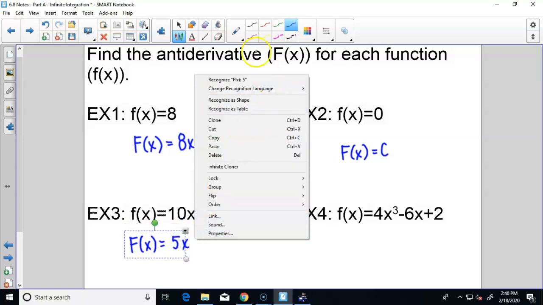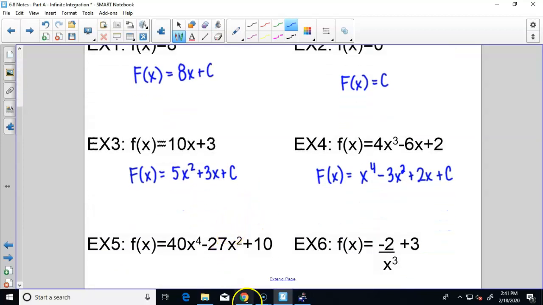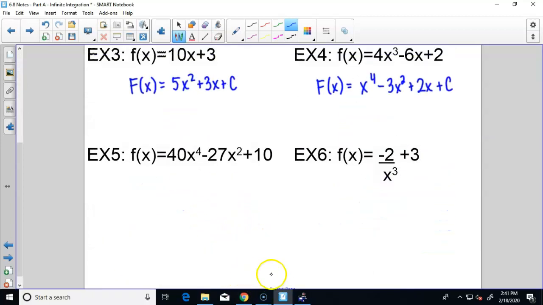5x squared plus 3x plus c. Very good. Okay, what about for number 4? x to the 4th minus 3x squared plus 2x plus c. Does that look good? Okay. What about number 5?